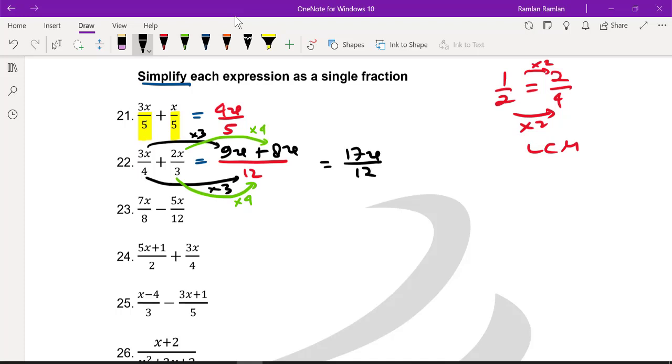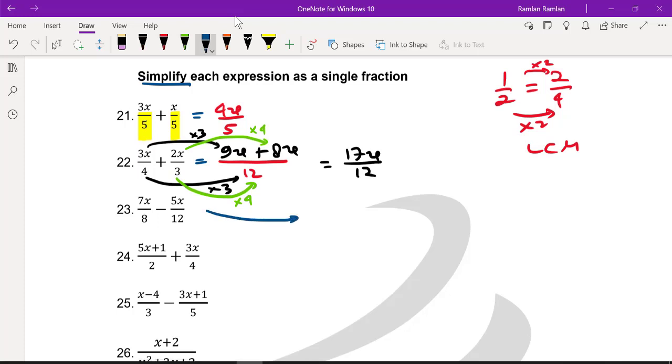That's it, right? You can do the same thing with number 23, number 24, number 25, which is actually the same thing, right? So this concept is really, really important for you to be able to simplify addition or subtraction of fractions. Okay, now let's go to number 23.